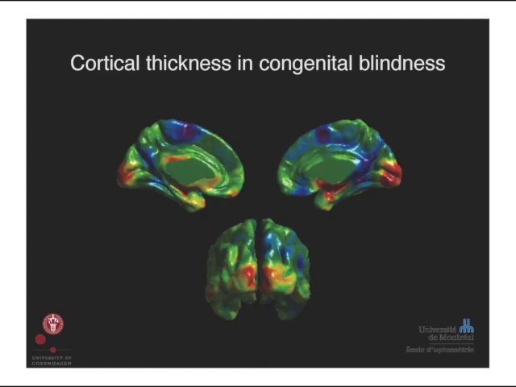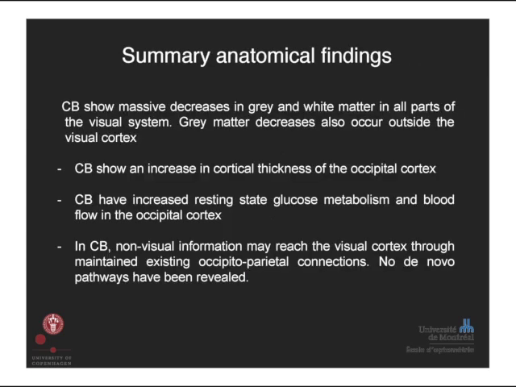And if one looks at the cortical thickness, one sees also, by comparing the blind with the sighted, that the occipital cortex, as we see here, is thicker. So there are several conclusions that we can draw here. There is a decrease of the gray matter. We have an increase in cortical thickness. The resting state is higher.